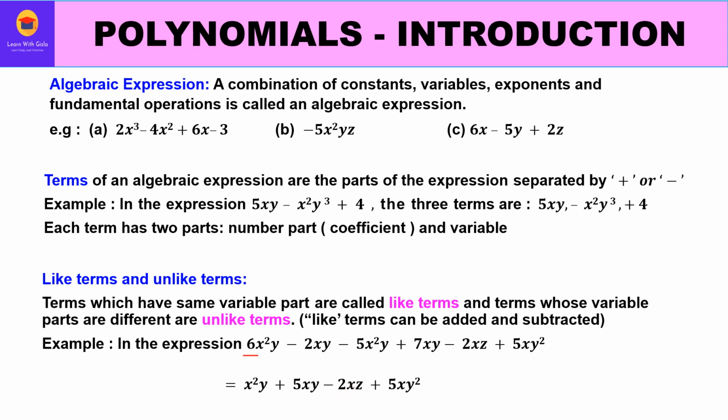So over here 6x²y and minus 5x²y are like terms. So together we can say it is x²y. Now minus 2xy and plus 7xy will give us plus 5xy. Now minus 2xz doesn't have any other term which is a like term with it, so as it is, it will come. And similarly 5xy² will come as it is. So over here we have used mathematical operations on the like terms, whereas unlike terms have come as it is, right?